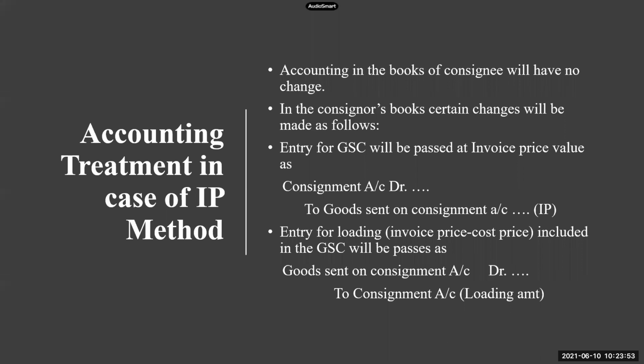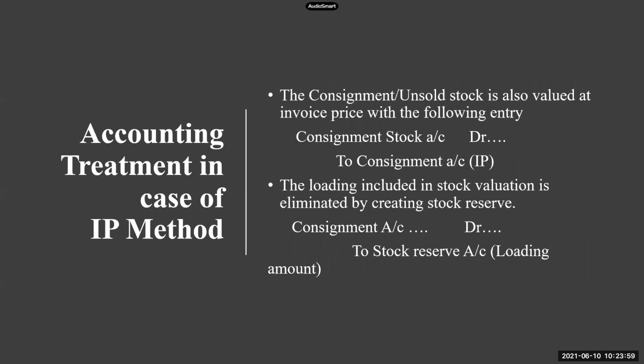So goods sent on consignment to consignment. That is, you're passing the entry on the credit side with the loading amount. The consignment or the unsold stock is also valued at invoice price with the following entry. So we do the same thing what we are doing earlier. And again, the loading included in the stock valuation is eliminated by creating the stock reserve account. So your entry will become consignment to consignment stock reserve account. So this is the extra treatment. Am I clear? Only two additional entries will increase in your consignment account.